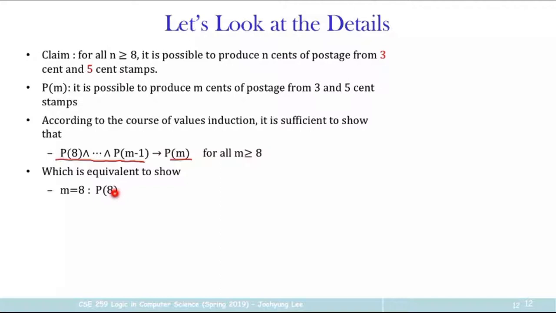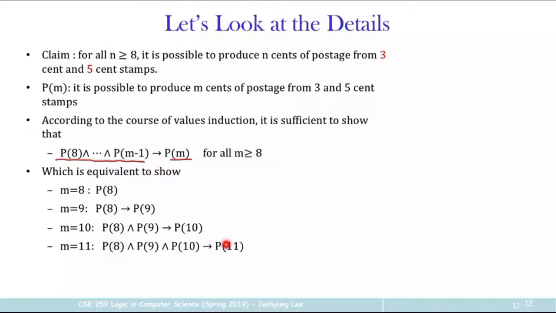When m equals 9, this induction hypothesis goes from 8 to m minus 1. So m minus 1 is 8. So you can use one induction hypothesis when m equals 9. When m equals 10, you can assume starting from 8 up to 1 less than 10. So you can assume these two induction hypotheses. When m equals 11, you can use P of 8, 9, 10.